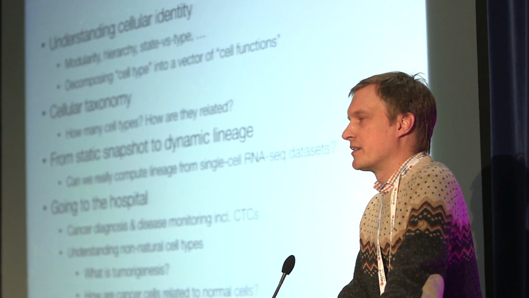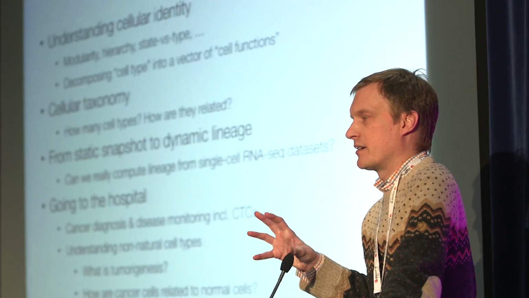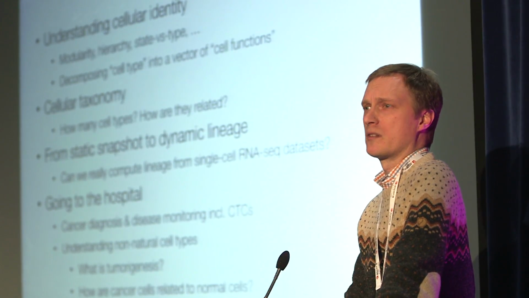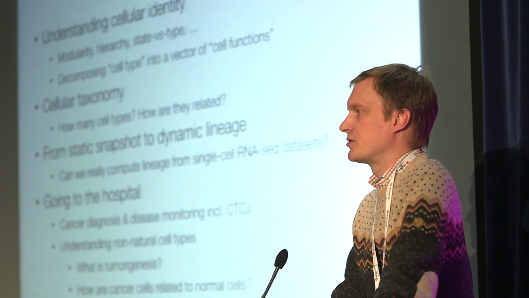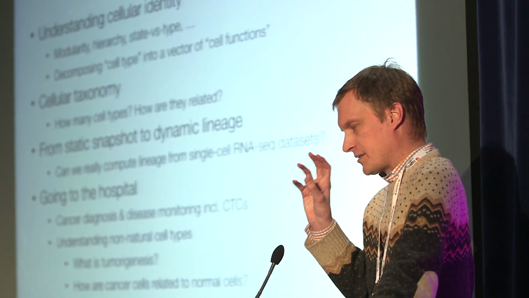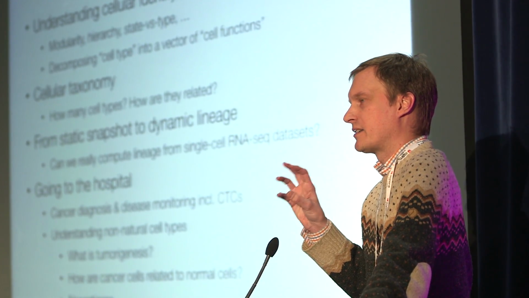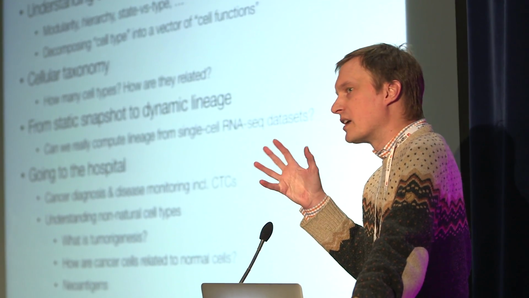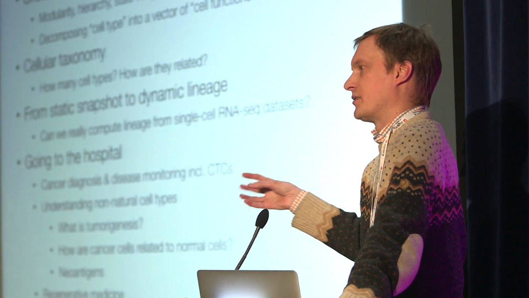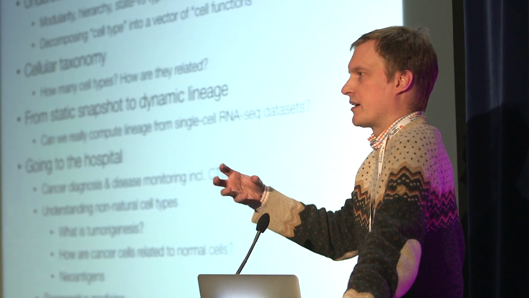We understand now that cellular identity has structure. I think Oliver Stegle's talk earlier today was good in introducing this, that you have these gene modules that can be activated in cells more or less independently of each other. So cell cycle can be activated in a lot of different cell types, so it's independent of type.